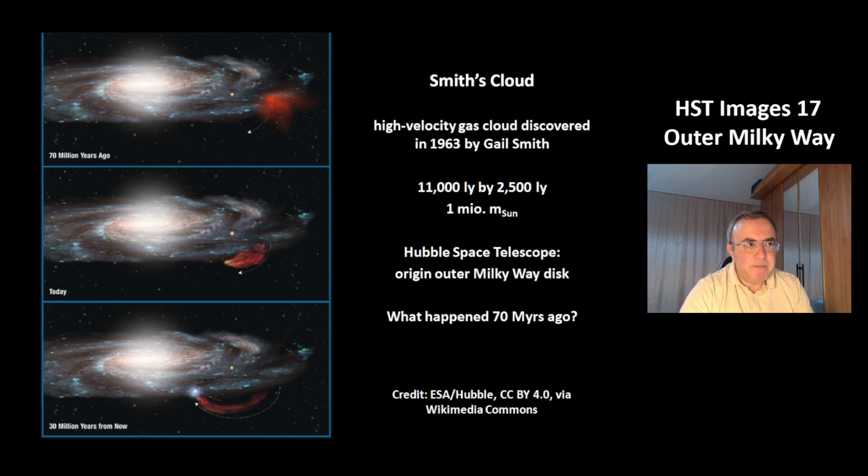And measurements with the Hubble Space Telescope showed that this high velocity gas has its origin in the Milky Way disk. It has the same composition as the outer Milky Way disk. So this is where it is today. This is what happened 70 million years ago, but it is not clear what caused this cloud. And 30 million years from now, the Smith cloud will come back and will eventually merge with the Milky Way disk.